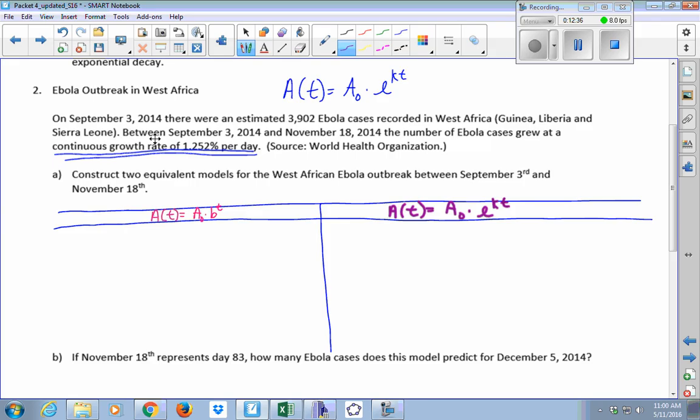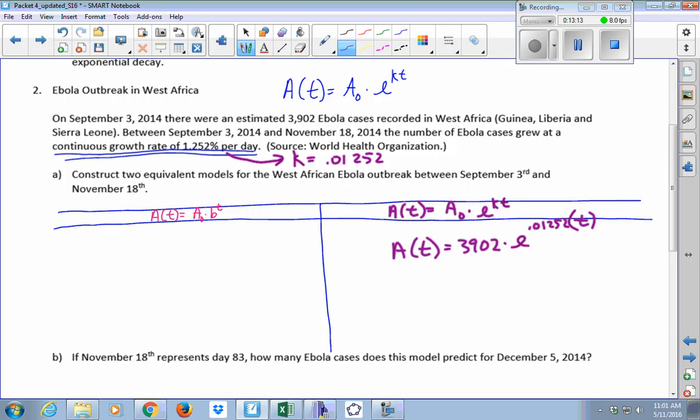Because my initial information tells me the continuous growth rate, I know that that's the value of k. In order to make that into a decimal equivalent, I move my decimal point 2 places to the left, and there's my value of k. So I can go right ahead and fill this in, because A sub naught is 3902. That's my initial number of cases. e is my base. It's a constant. And k is 0.01252 times t. So there's the model I would use for the continuous growth rate.